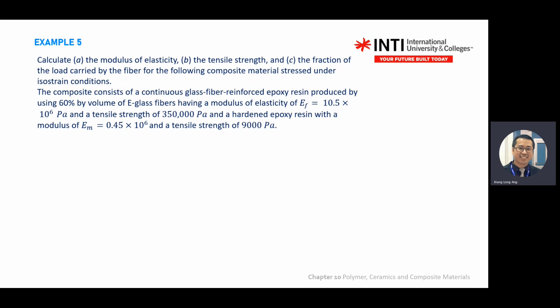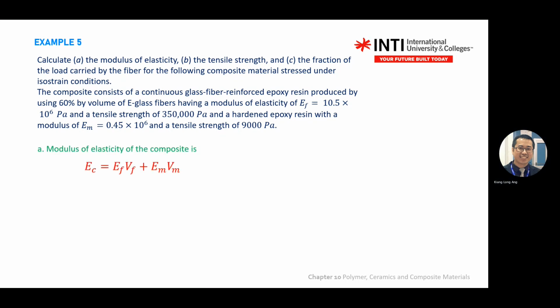Fraction of load. Fraction of load is just dividing the fiber and the matrix, to see what their ratio is.